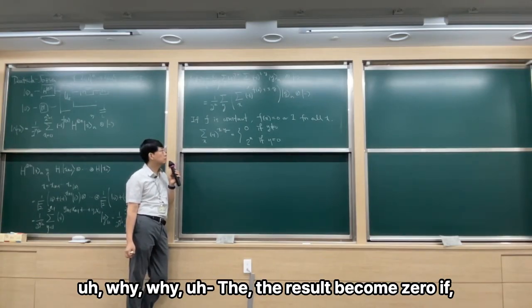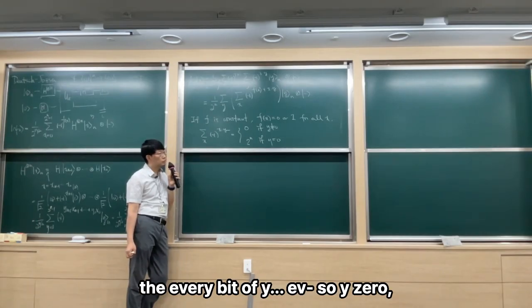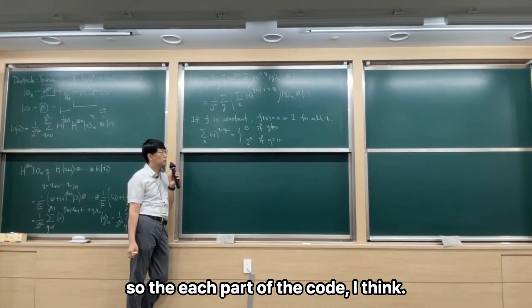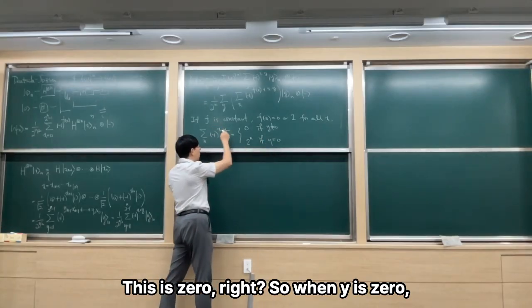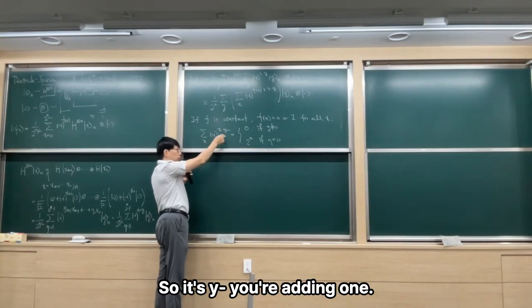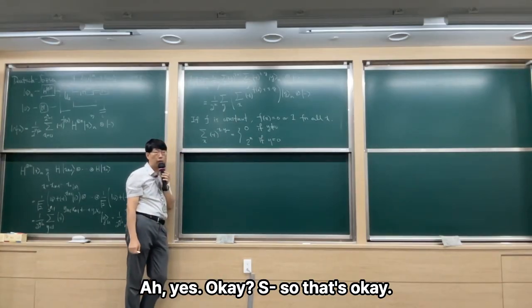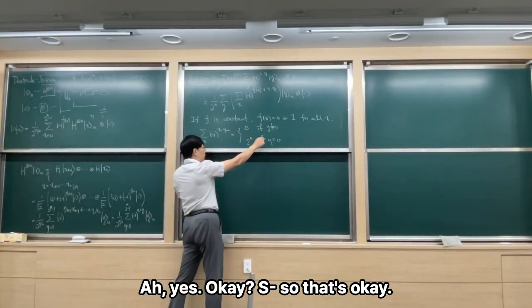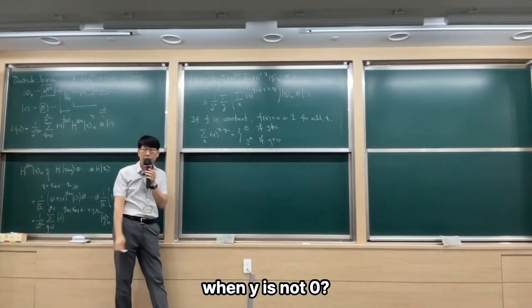The result becomes 0 if y is equal to 0, because every bit of y is 0, so the bit product will become, I think, 0. So when y is 0, the exponent is 0, so you're adding 1. Yes, okay, so that's okay. Why is this sum equal to 0 when y is not 0?